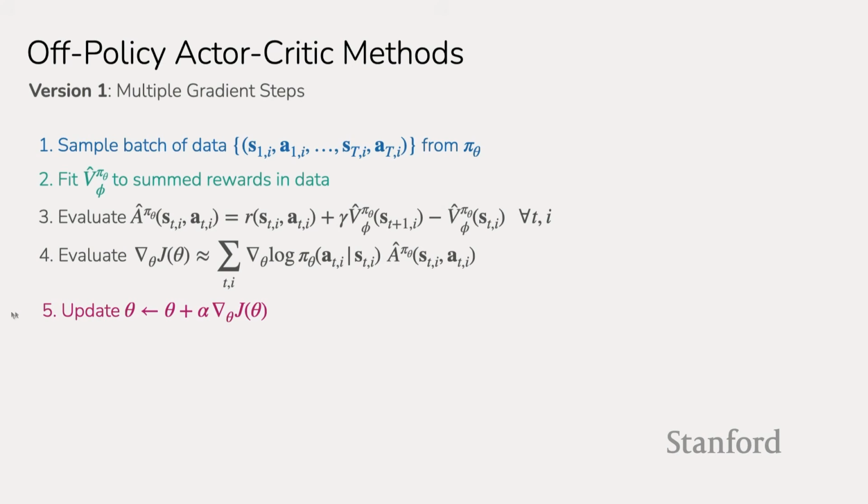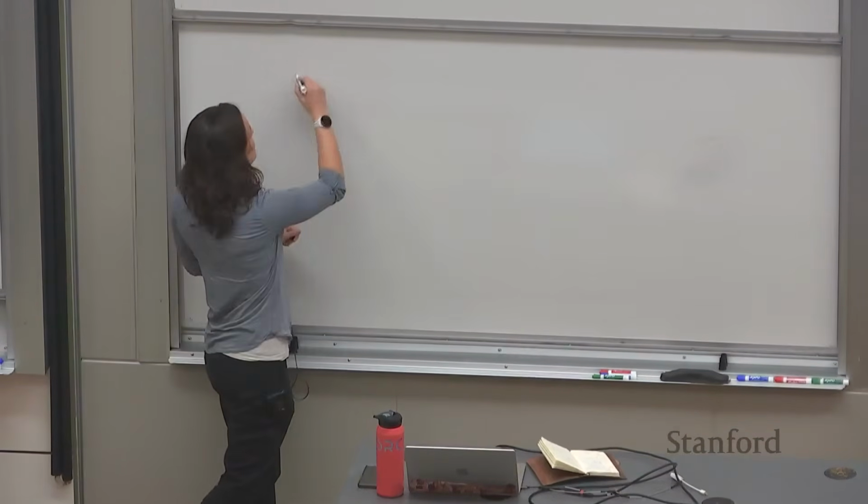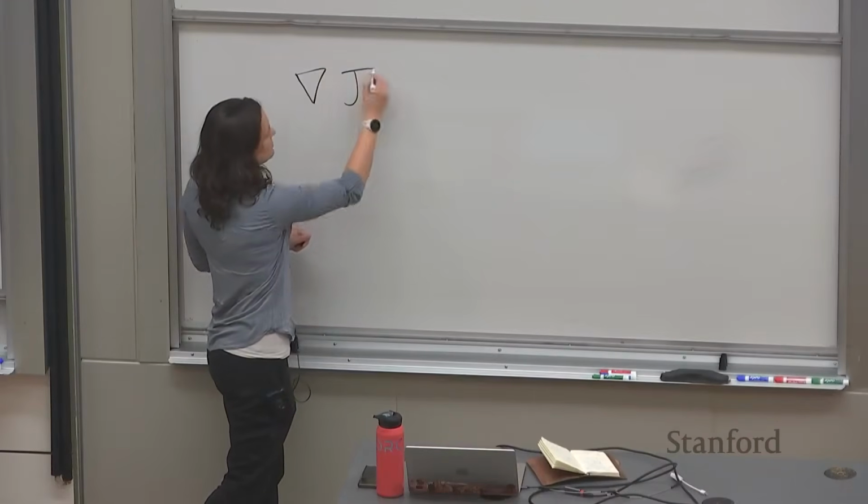Now, if we want to be able to take multiple gradient steps, we need to be able to evaluate our gradient not just at the current policy that collected the data, but after we've taken a gradient step. For example, after we take step 5, we're now going to have a new set of parameters that were different from what collected the data in step 1. And so what we're going to do is use importance weights, which we saw in the policy gradient lecture. And so our new gradient is going to look a little bit different.